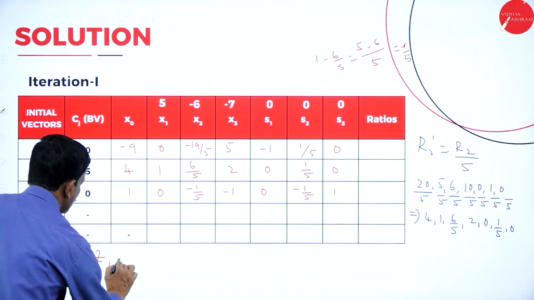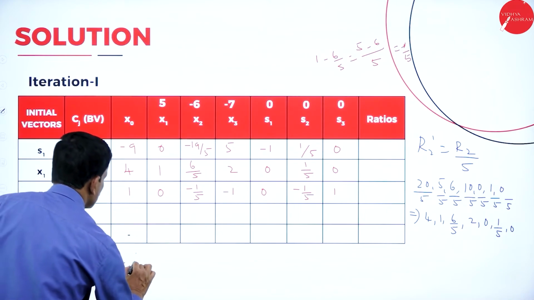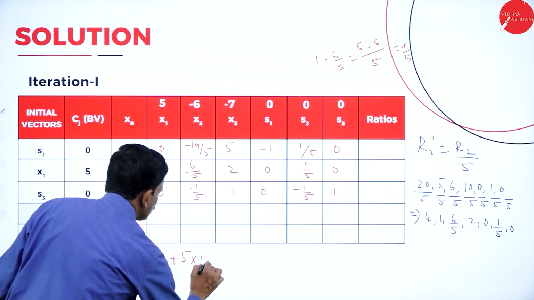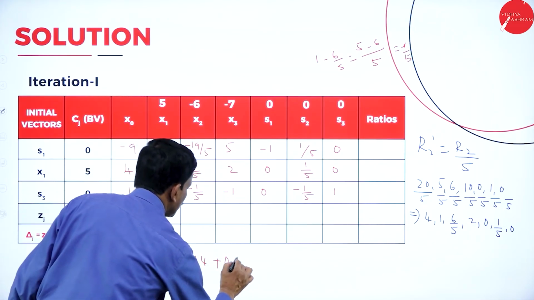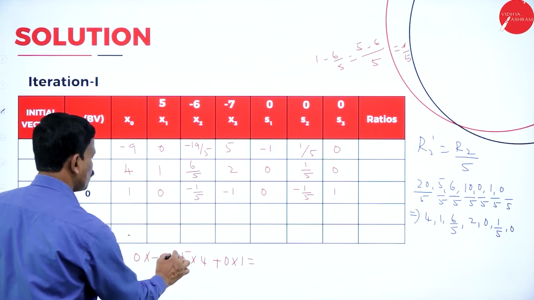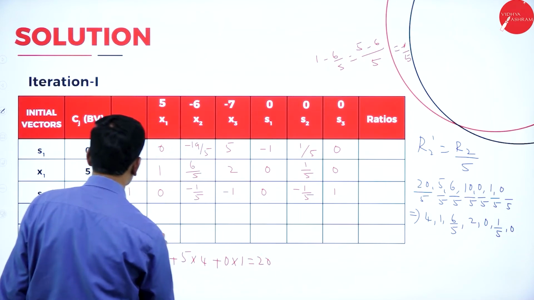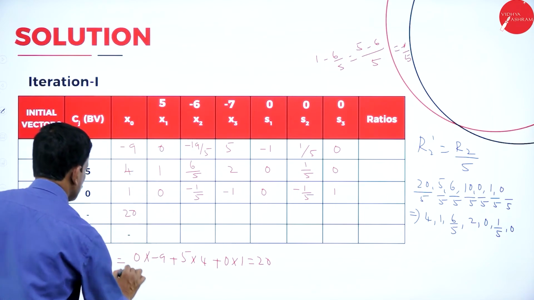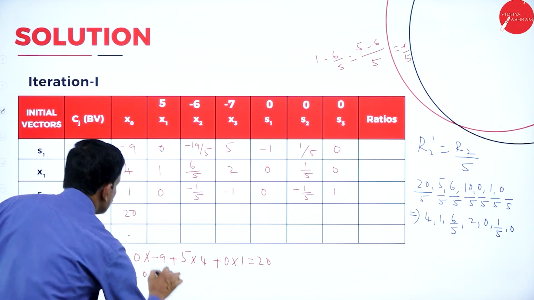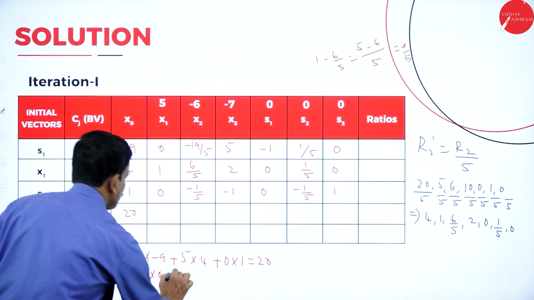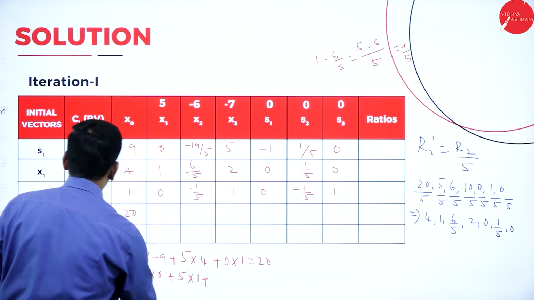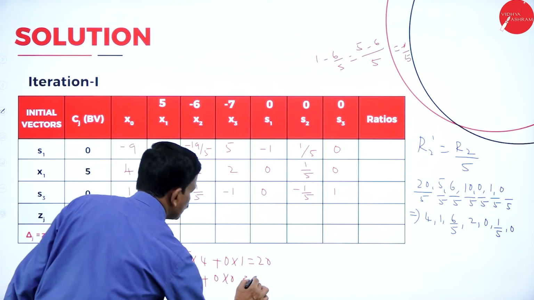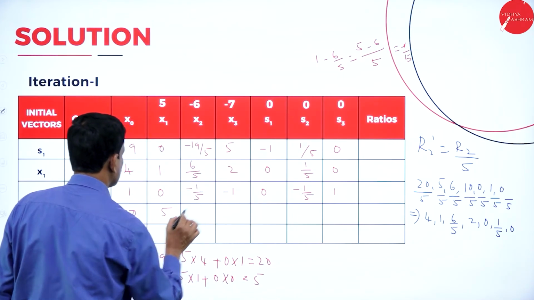Before delta j, find out zj. Zj is equal to 0 into minus 9 plus 5 into 4 plus 0 into 1. So this is equal to 0. 5 4s are 20 plus 0 is equal to 20. So this is equal to 20. Now for this element, 0 into 0 plus 5 into 1 plus 0 into 0. So what is this equal to? 5 into 1 is 5, remaining elements are 0.